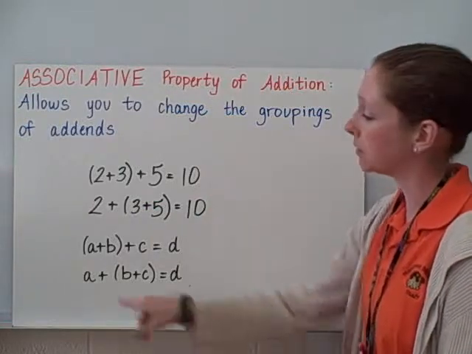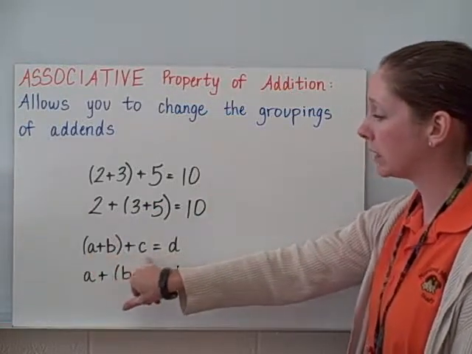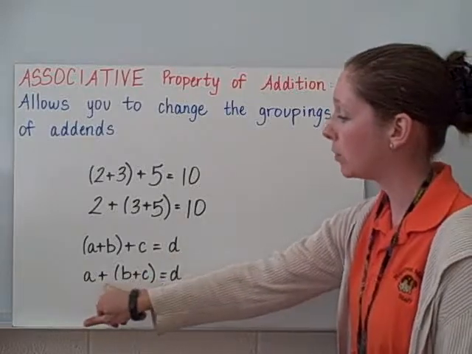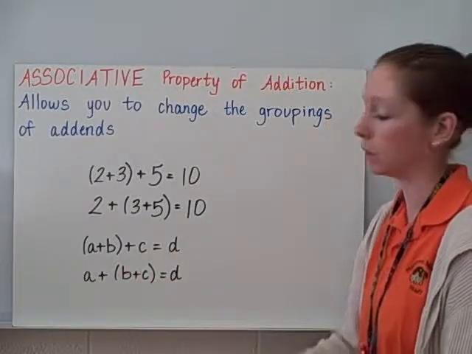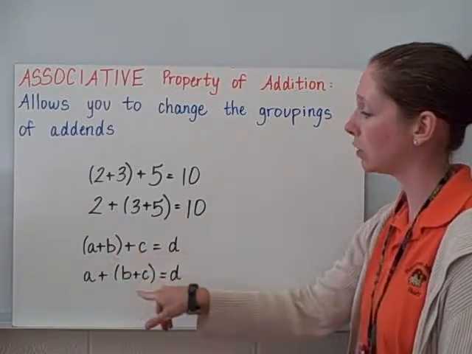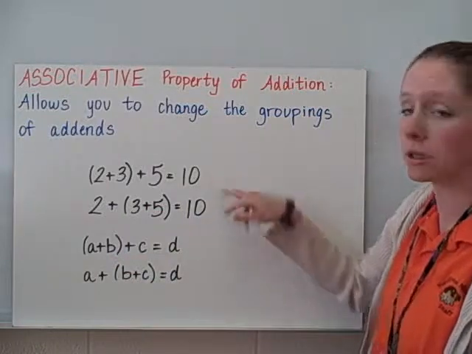Same thing with letters. A plus B as a group plus C is equal to D, and A plus B plus C as a group is equal to D. If we change the groupings, the result does not change.